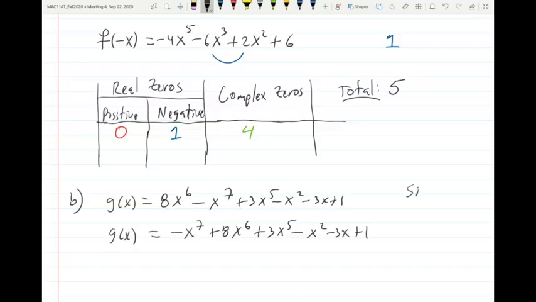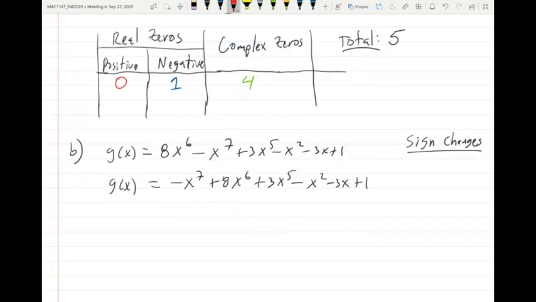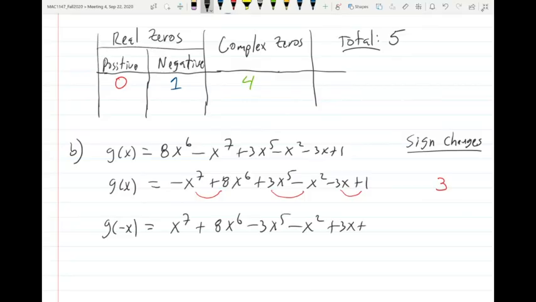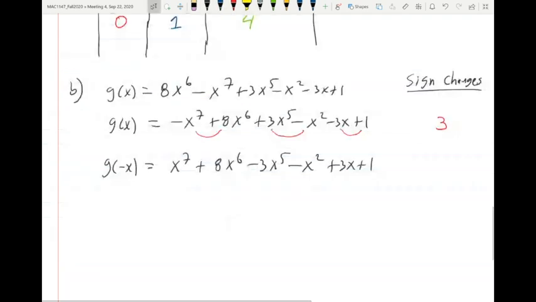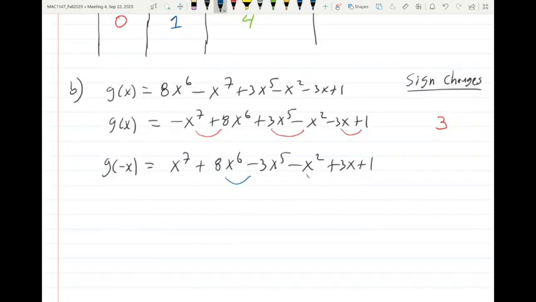Now let us write down the sign changes. How many sign changes do we have for the function g? Let's see. Here we have 1, then stays, then 2 stays, then 3, right? So we have 3 sign changes. Now let's figure out g of negative x. Odd power, you have to change the sign of the coefficient. Even power stays the same. So how many sign changes do we have this time? Here is 1, here is 2, right? So we have 2 sign changes.